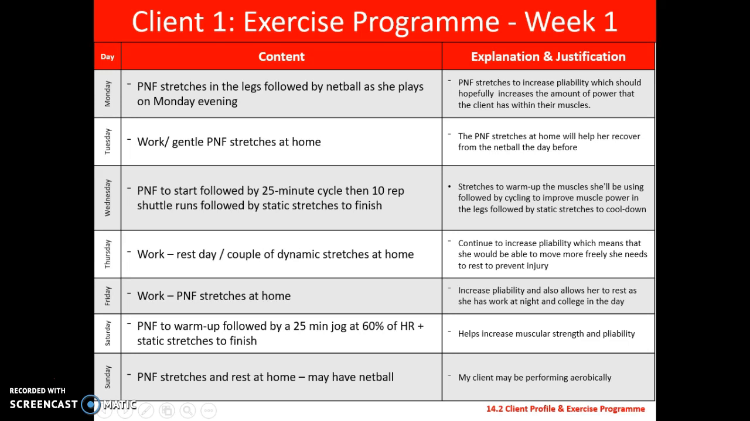Here is my week 1 program for my client 1. So on Monday, as she has netball, I would advise her to do PNF stretches before the netball and after the netball as she plays on a Monday evening. PNF stretches increase pliability, which hopefully increases the amount of power that the client has within their muscles. This would enable her to be able to jump higher, which means she'd be able to increase her vertical jump.